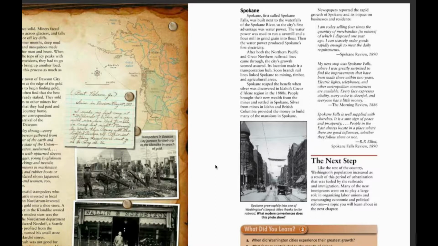And they are still the three biggest cities in the state. Seattle, by far, is the largest city in the state. It's one of the top 20 largest cities in the United States. Spokane is the second largest city in the state, and then Tacoma. Okay, so that's the lesson for today.